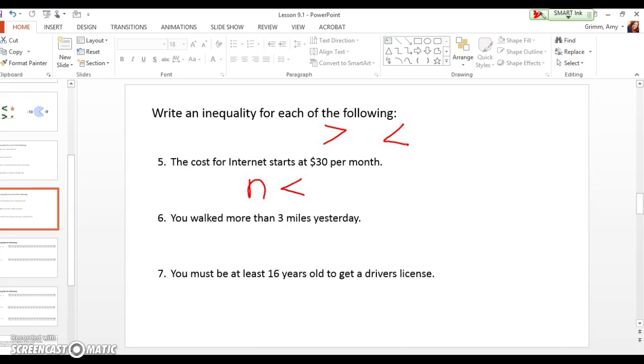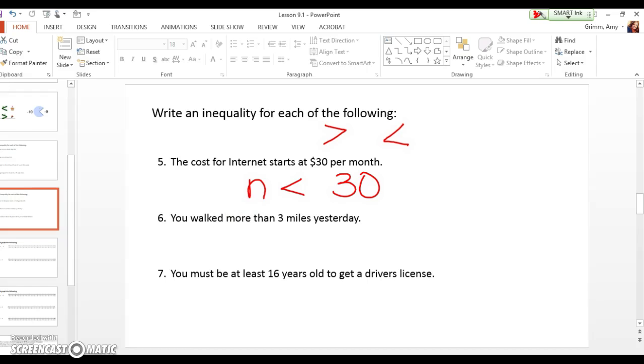Okay, you know what? That's okay. Start with this. Does this make sense? No. Why does it not make sense? Because it says it starts at 30, so that means it's going to go up. The way I've written it now, this would mean that numbers like 29, 28, 27, 26. Is that true for internet? No.